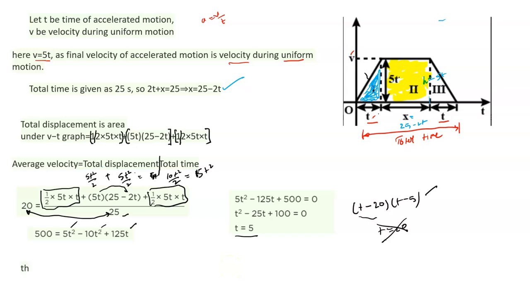So when t equals 5, what is the final answer? The particle is moving uniformly for 25 minus 2t, that is equal to 15 seconds. Plugging in the values for this, this is the final answer you got, 15 seconds. So this is a much easier method for convenience. From the graph, it is more convenient to get the idea. Okay, thank you.